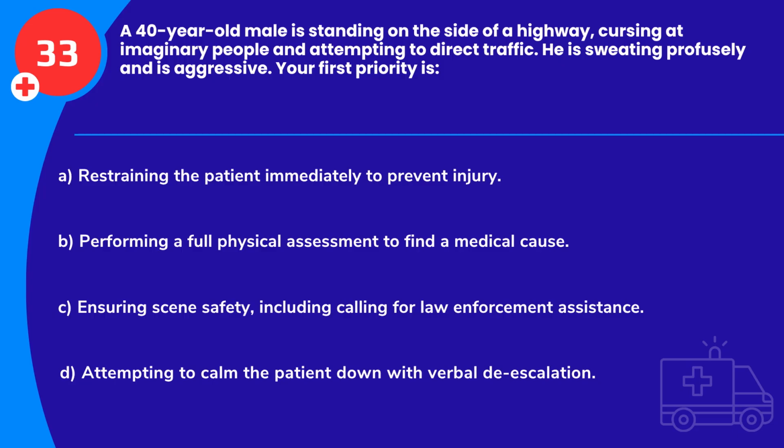Question 33. A 40-year-old male is standing on the side of a highway, cursing at imaginary people and attempting to direct traffic. He is sweating profusely and is aggressive. Your first priority is A. Restraining the patient immediately to prevent injury. B. Performing a full physical assessment to find a medical cause. C. Ensuring scene safety, including calling for law enforcement assistance. D. Attempting to calm the patient down with verbal de-escalation.